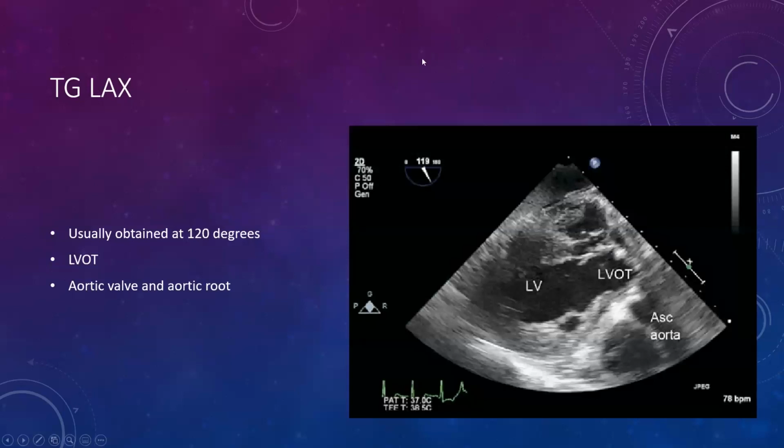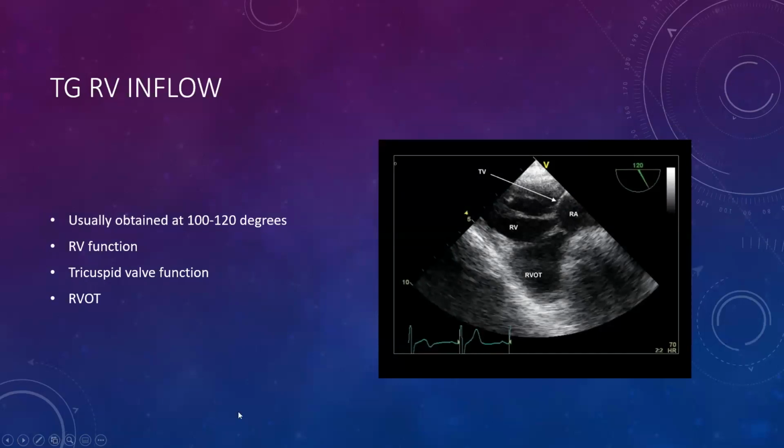Moving on, at about 120 degrees, you get this transgastric long axis view. You see your LVOT. You can see ascending aorta here, your left ventricle. Our transgastric RV inflow outflow. I think this is a lovely view because it demonstrates the odd shape of the right ventricle. It's not just a cone. It really wraps around the left ventricle. But I wouldn't necessarily consider it a very high yield view for resuscitative TEE.